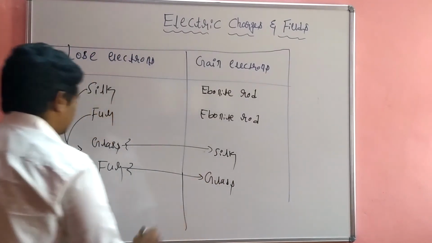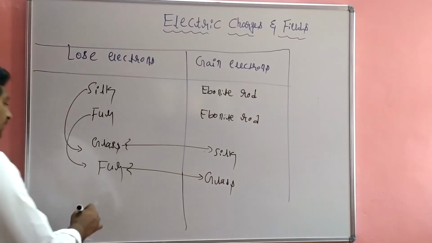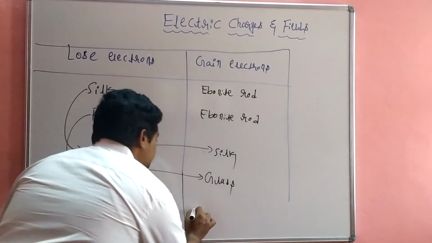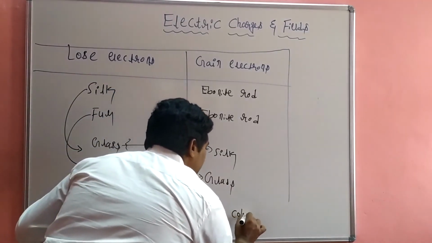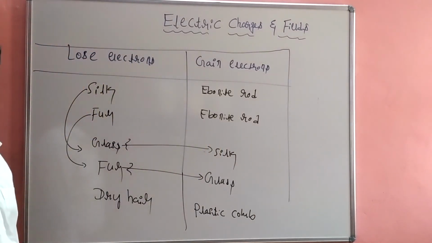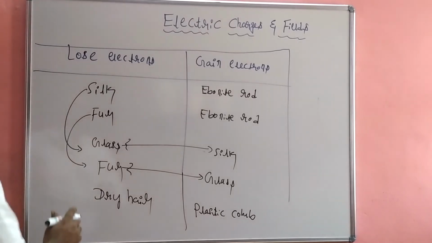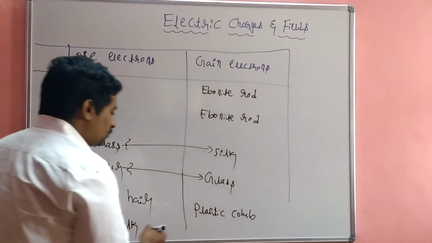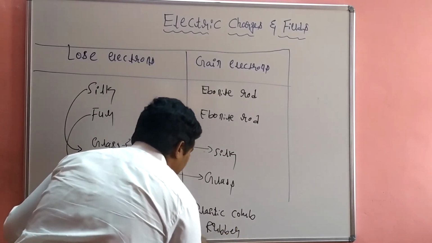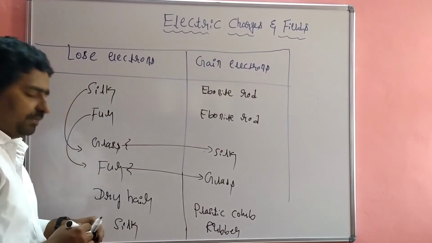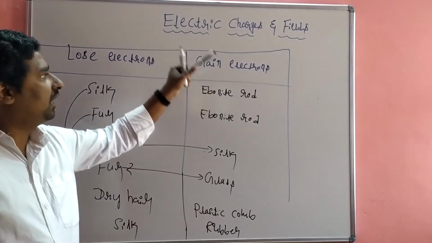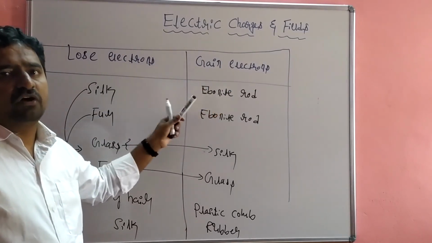Then the plastic comb is rubbed with dry hair: the dry hair loses electrons and the plastic comb gains electrons. When the rubber balloon is rubbed with the silk cloth, the silk loses electrons and the rubber gains electrons. So some substances or materials lose electrons and some gain electrons, through interactions, rubbing or friction with each other.